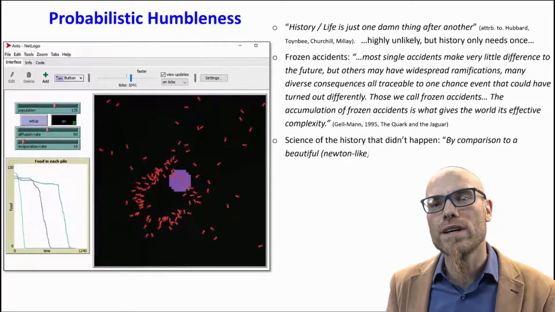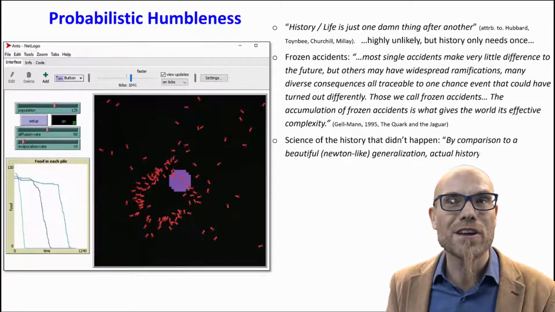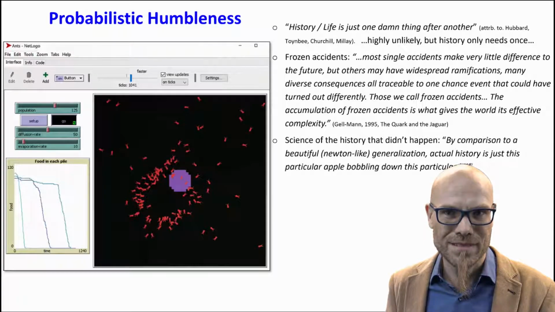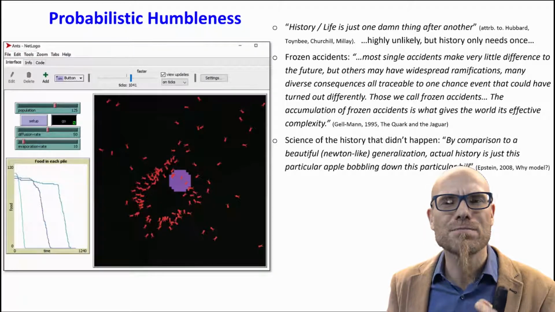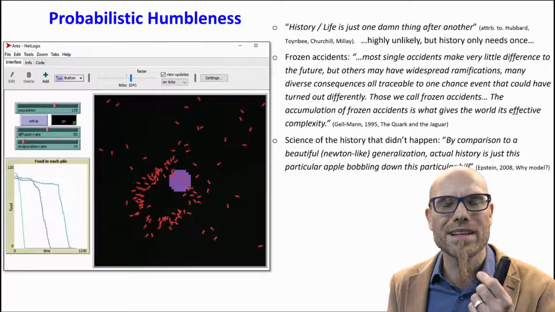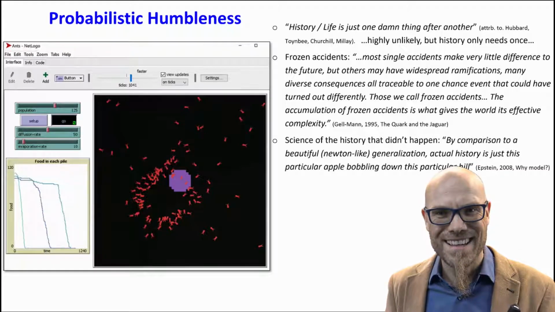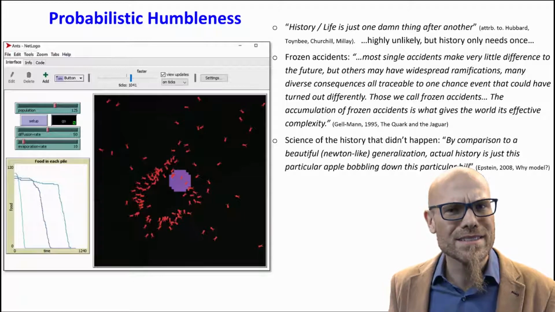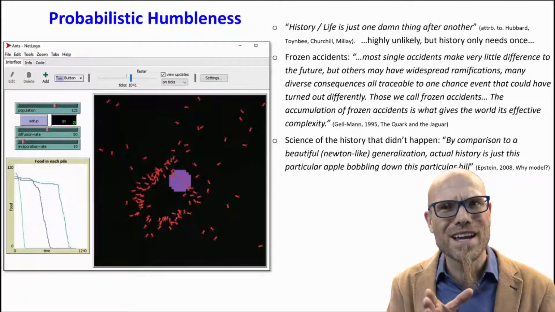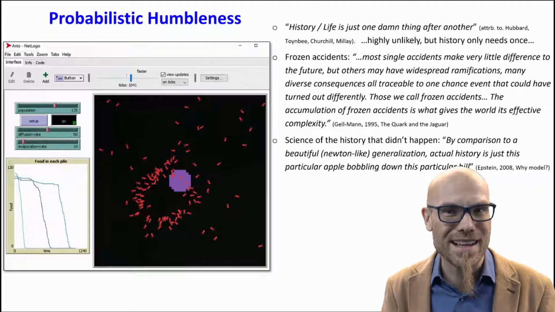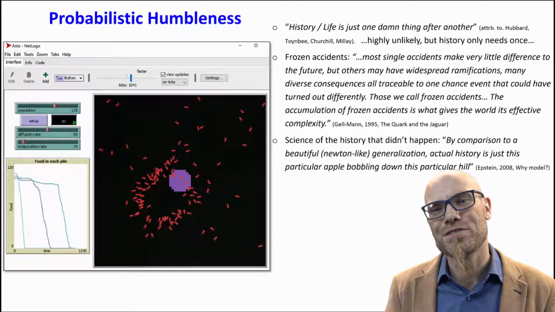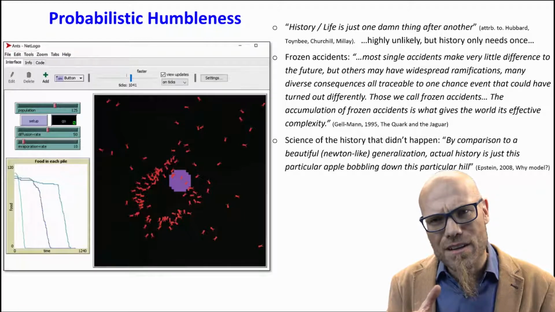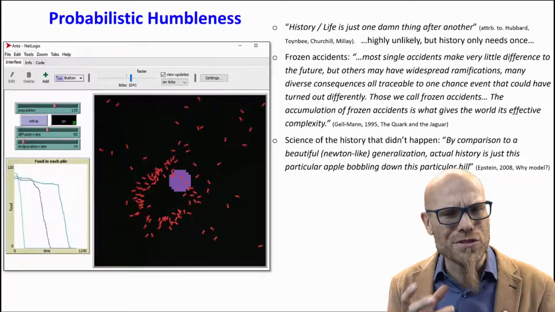So instead of doing beautiful Newtonian physics, a beautiful Newton-like generalization, actually history is just this particular apple bobbling down this particular hill. While the apple usually rolls down the hill, pulled by gravity, it's just this particular apple, and you cannot really say how it will go. That's what Epstein said from the Sugarscape model that we worked through. It rolls down a particular way, and it's really difficult to predict.